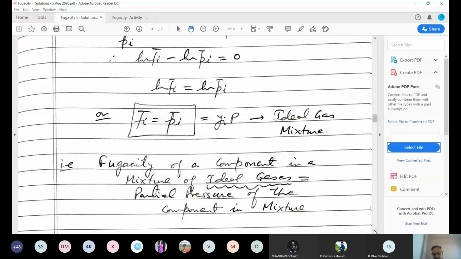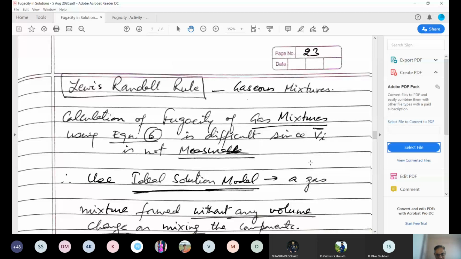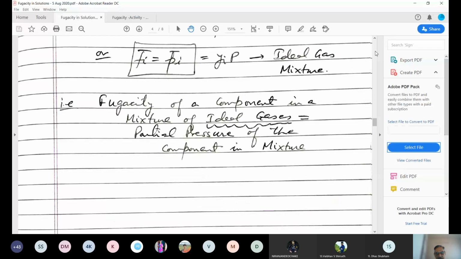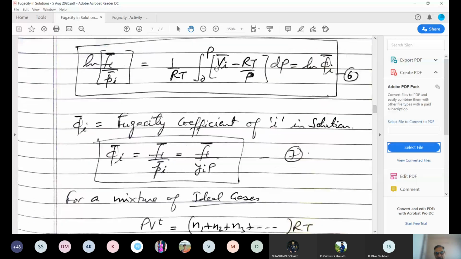So let us see how we apply this. This is all theory. Now we need to actually apply it. To solve problems, we have to apply it. So we define the Lewis-Randall rule, which is applicable for gaseous mixtures. Calculation of fugacity of gaseous mixtures using equation 6 is difficult since Vi bar is not measurable. We have seen this. Now we applied it for ideal gas, but for real gases this equation is going to be difficult, because Vi bar is not measurable.